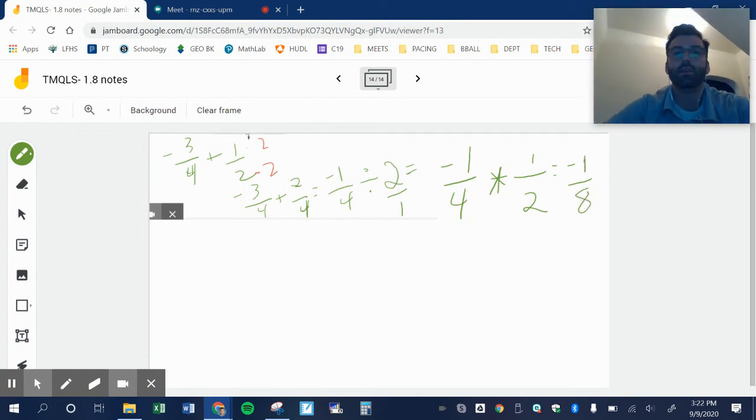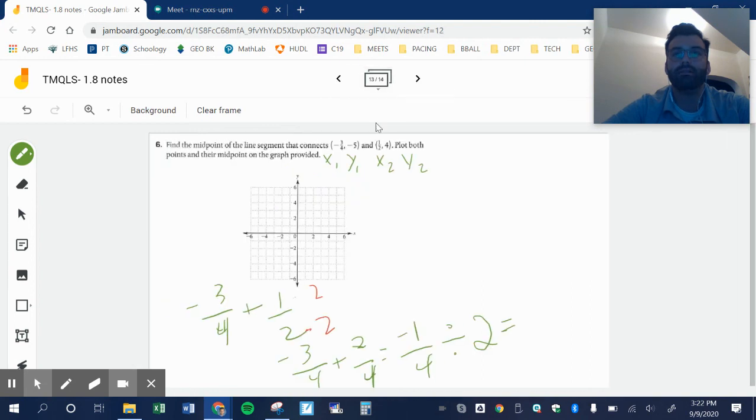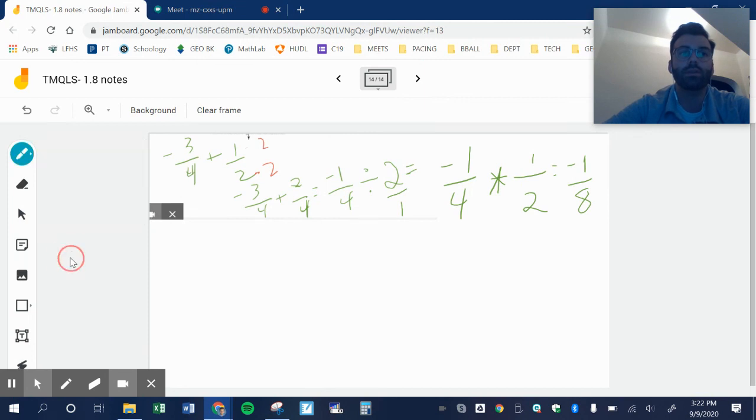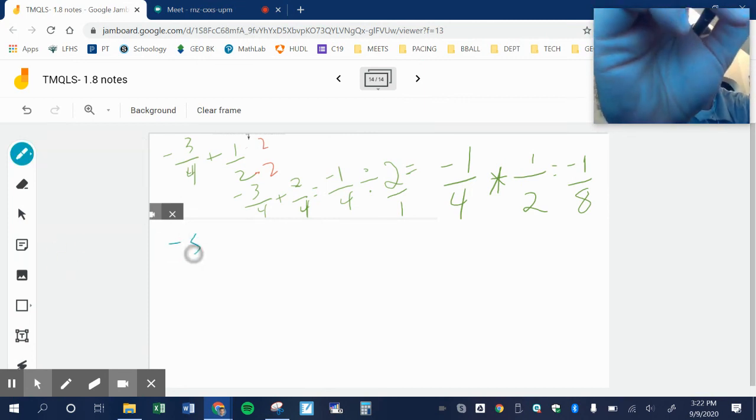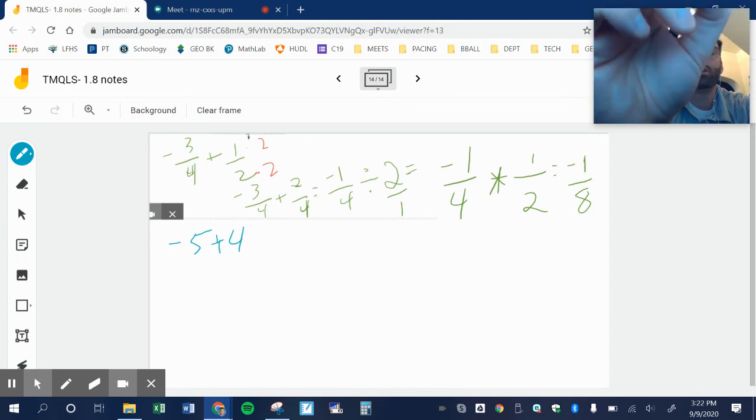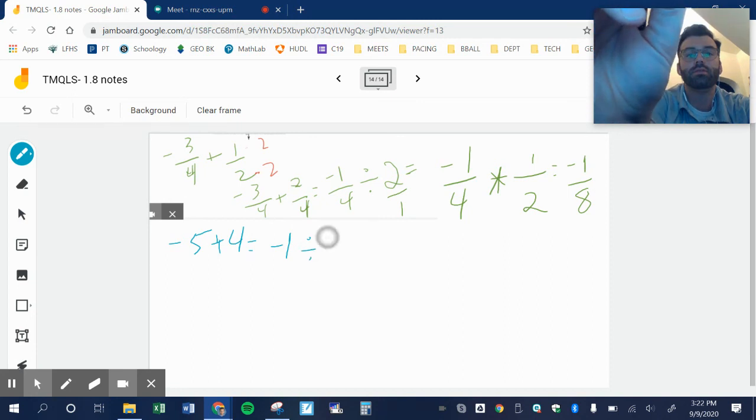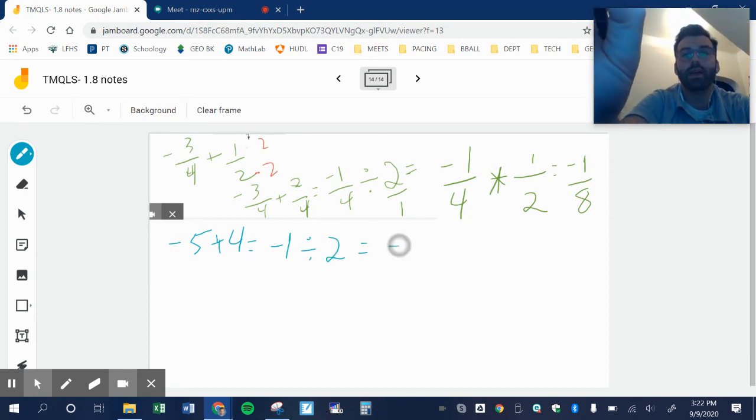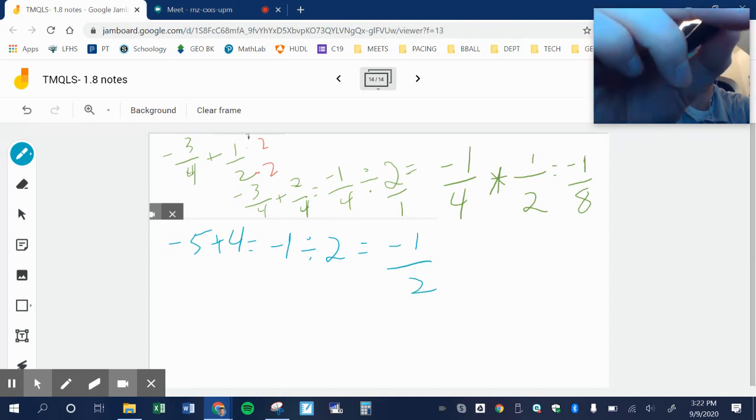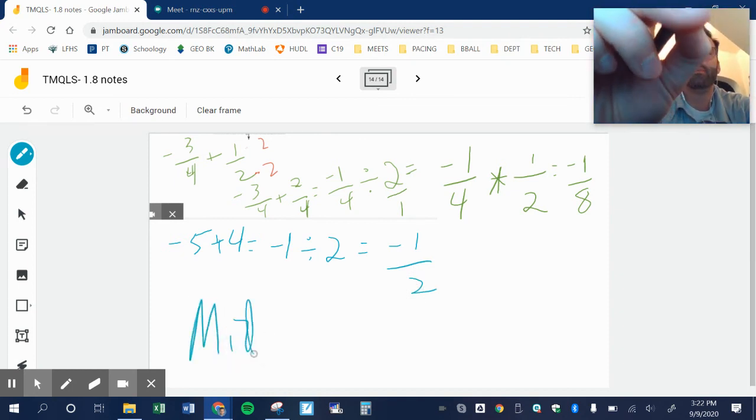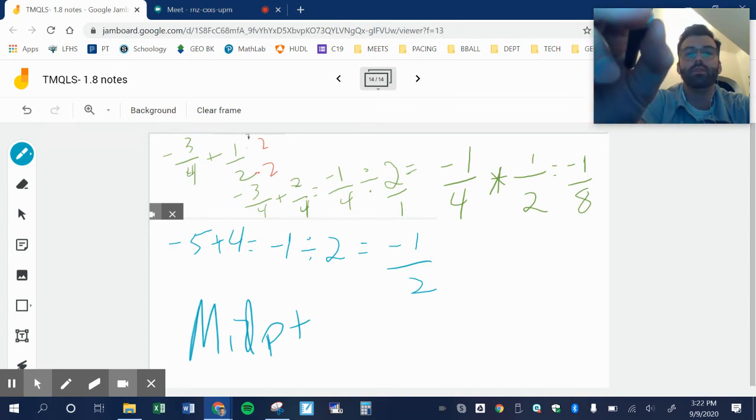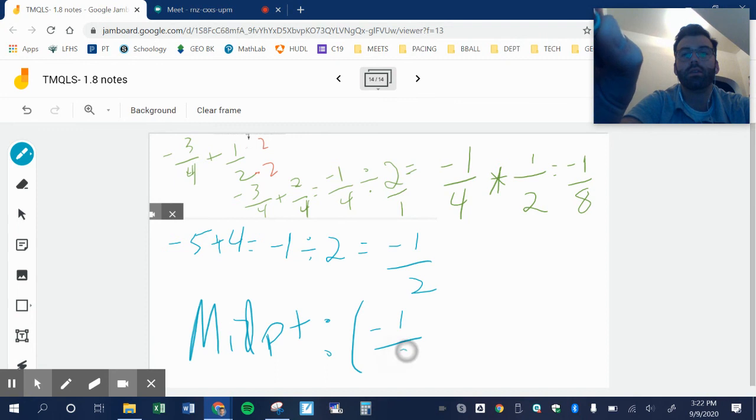All right, so now I got to go back and find the y value. So I got negative 5 plus 4. I'm going to do this in blue. Okay, so I do -5 plus 4, which gives me -1. And I'm going to divide that by 2 to get -1/2. So my midpoint is -1/8, comma, -1/2.